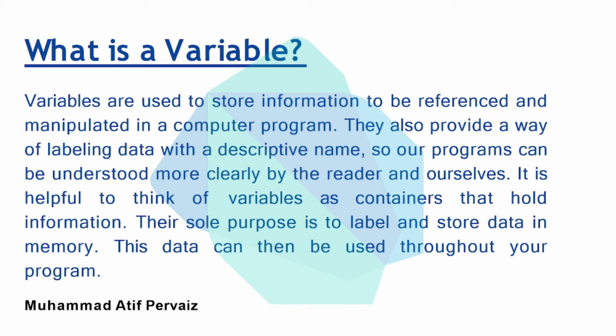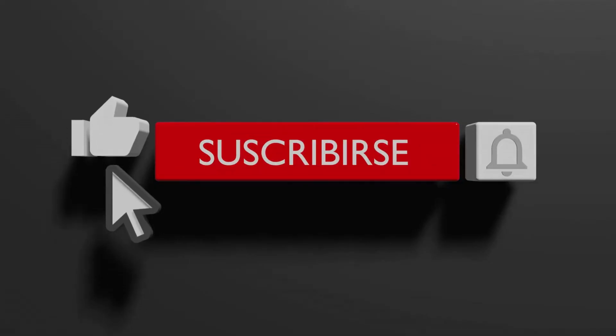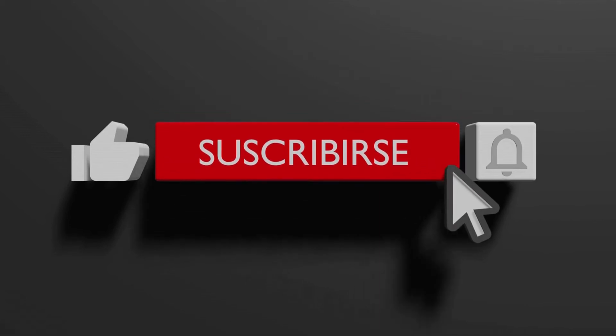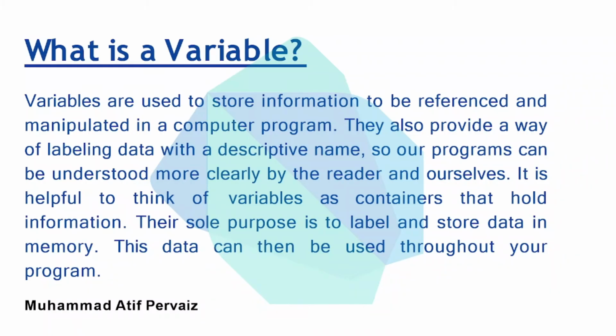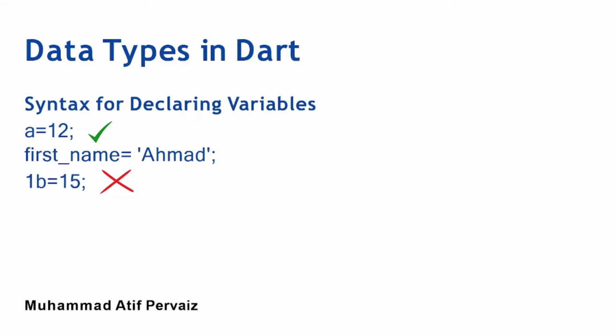They also provide a way of labeling data with a descriptive name, so our programs can be understood more clearly by the reader and ourselves. It is also helpful to think of variables as containers that hold information. Their sole purpose is to be labeled and store data in memory. The data can then be used throughout your program.